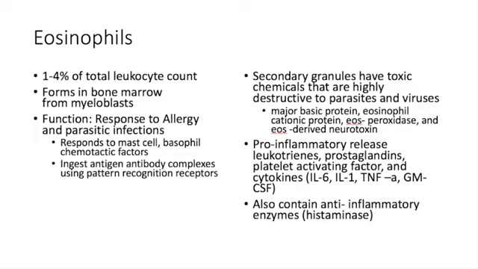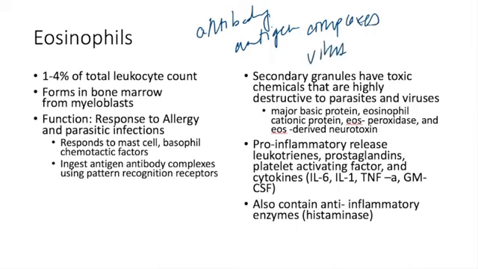So they use pattern recognition receptors, and they ingest antibody antigen complexes and viruses. They respond to mast cell basophil chemotactic factors. They have these highly aggressive secondary granules, and they basically are toxic chemicals, and they are very destructive towards parasites and viruses. And here's just a couple of them.